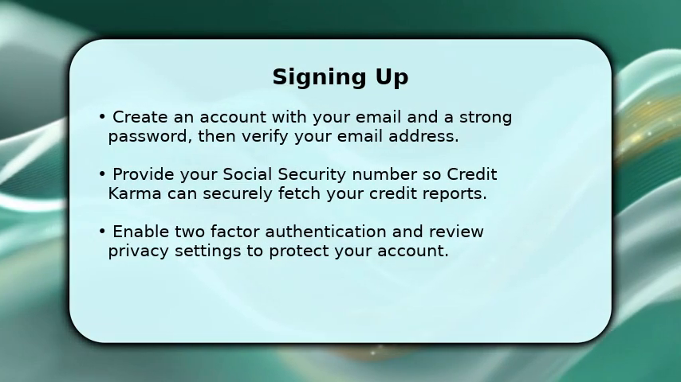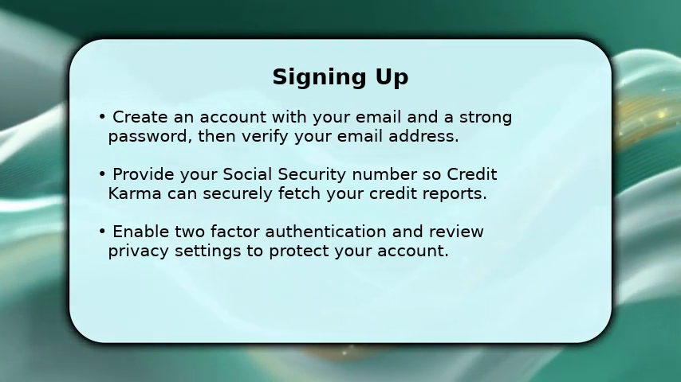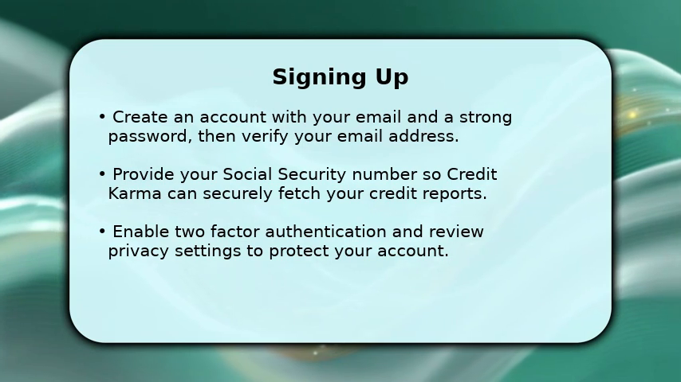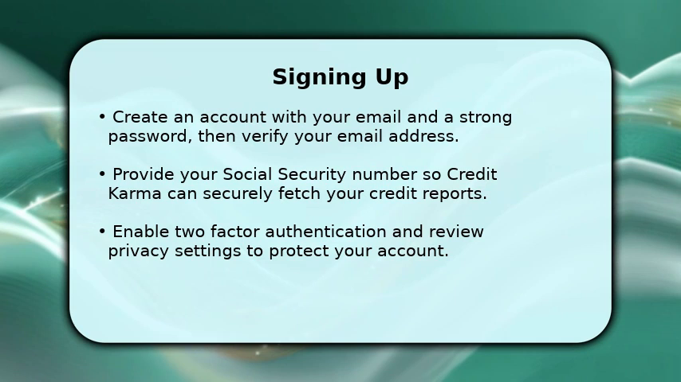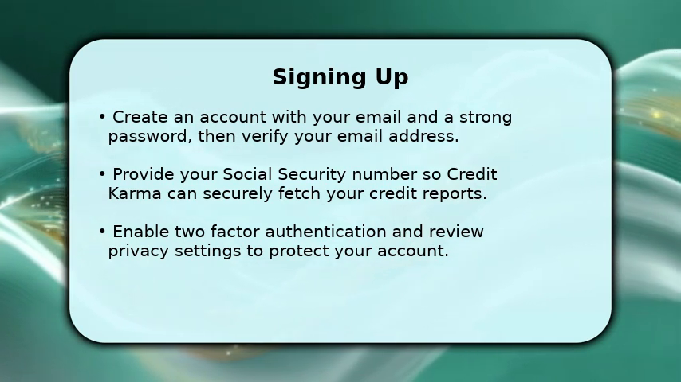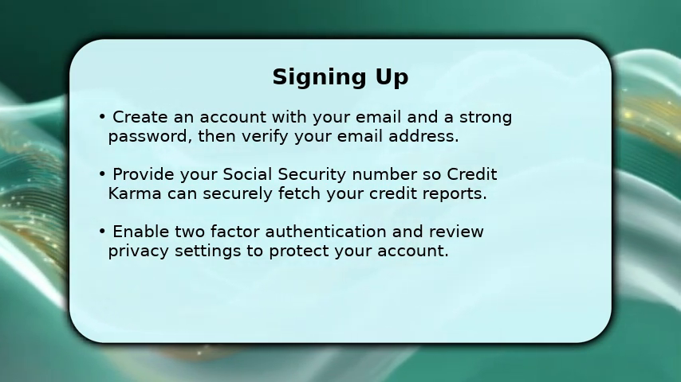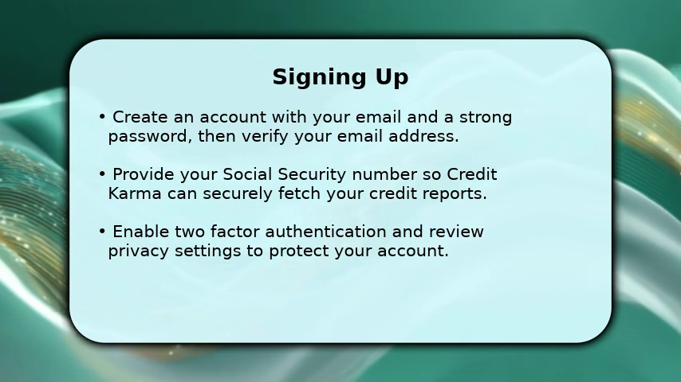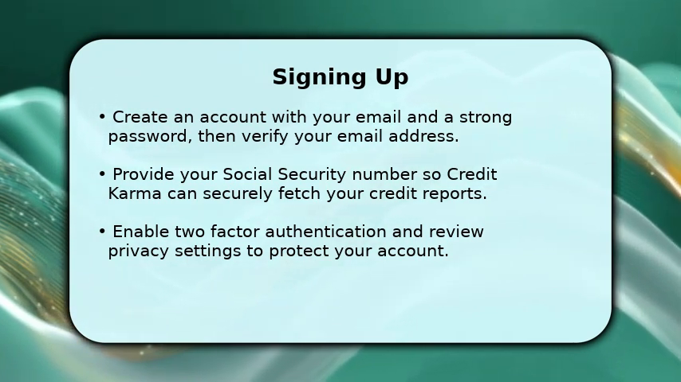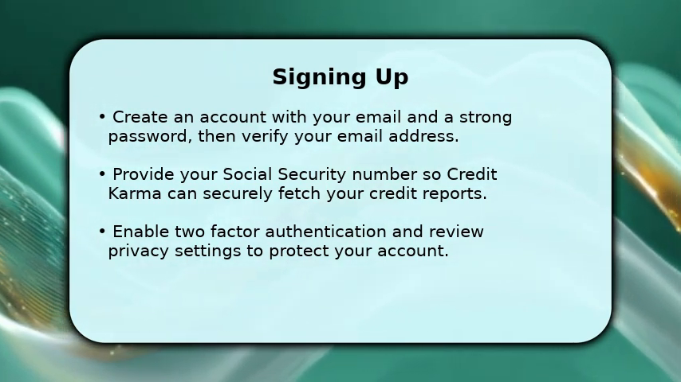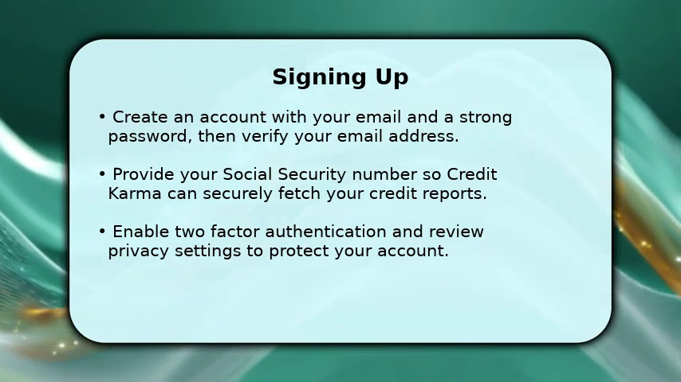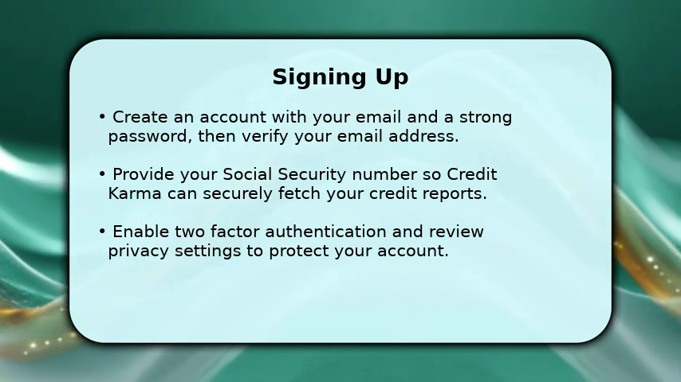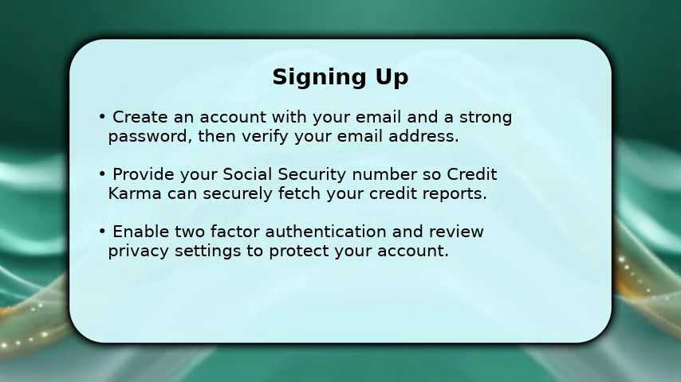Create an account by entering your email, password, and basic personal details, then verify your email address to continue. Add your Social Security number to fetch your credit report securely and answer verification questions accurately. Link existing bank or loan accounts for better recommendations, but only connect trusted sources. Set up alerts for score changes, enable two-factor authentication for security, and review privacy settings to control what Credit Karma shares.